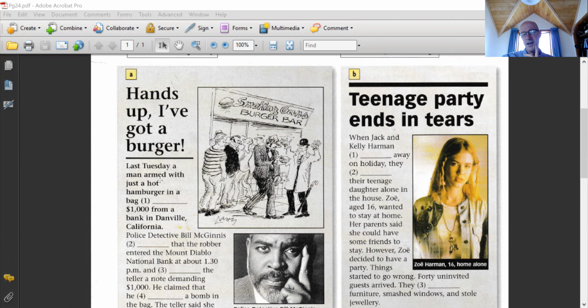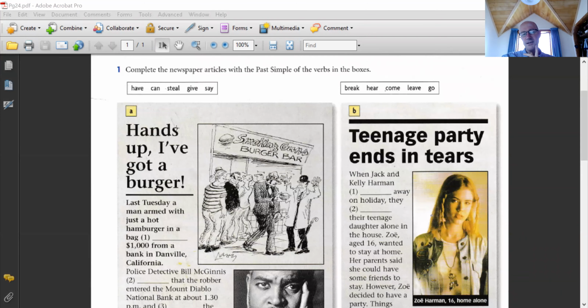Last Tuesday, a man armed with just a hot hamburger in a bag won. So what word is going to go in there? $1,000 from a bank in Danville, California. Have a look up here. We've got these words to choose from. Have, can, steal, give, say. So he went to the bank and took $1,000. It wasn't his money. So I think we can use this word steal.